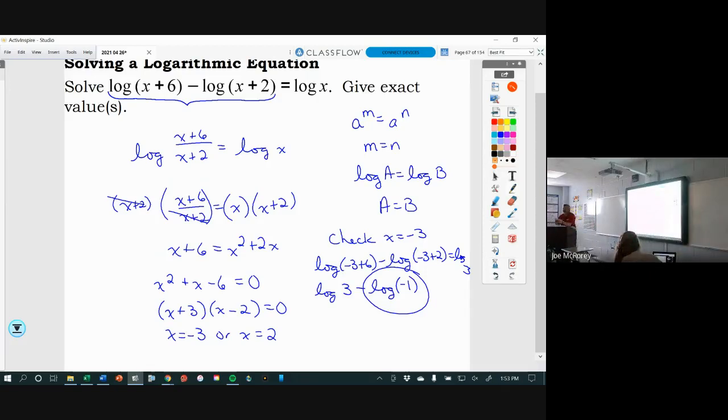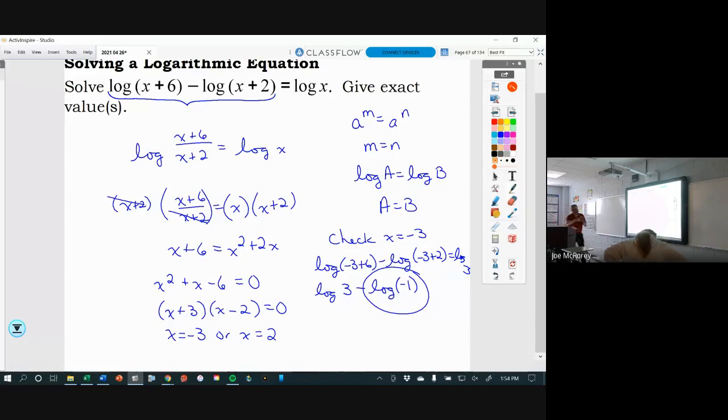Why is that a problem? Because it can't be a negative number. Why is that a problem? It doesn't match. What's the calculator show? What's a log of negative 1? It says error. Okay. Guys, you can't take the log of a negative number.